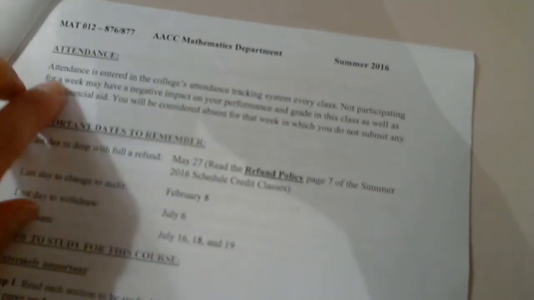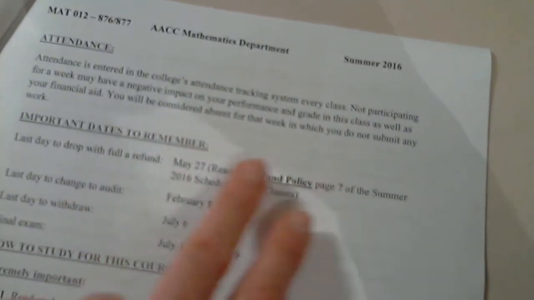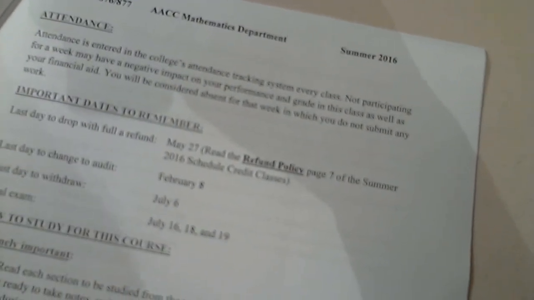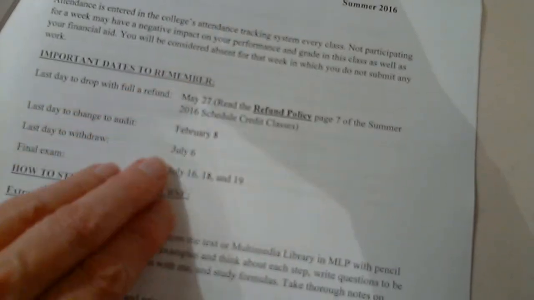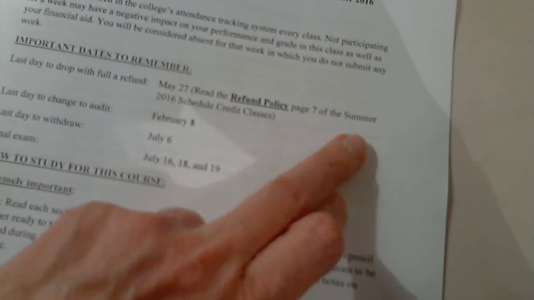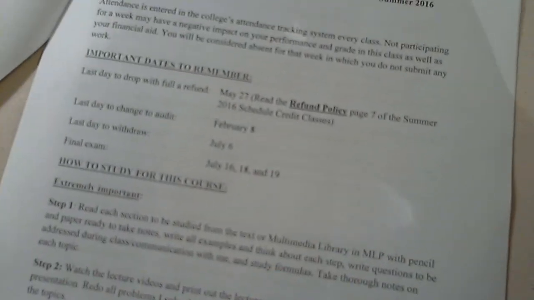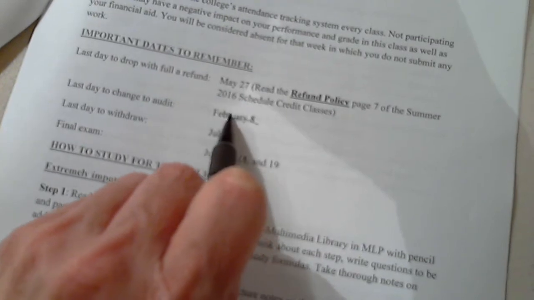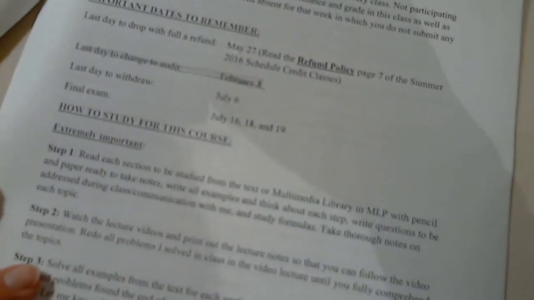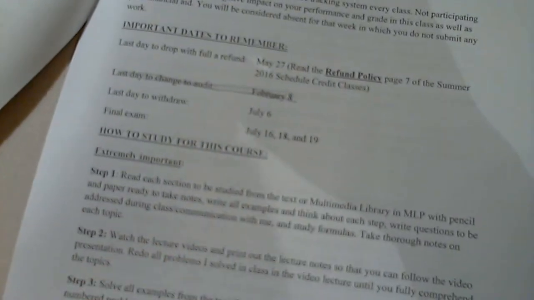Page 7 at the top, attendance. If a student does not present any work for a week, that student will be considered absent for the week, and that may affect your financial aid. These are the important dates. Last day to drop with a full refund, and please read the refund policy on page 7 of the summer schedule. That was removed from your syllabus, sorry about that. This is a printout before I posted it for you. Last day to withdraw is July the 6th, and final exam July 16th, 18th, and 19th.